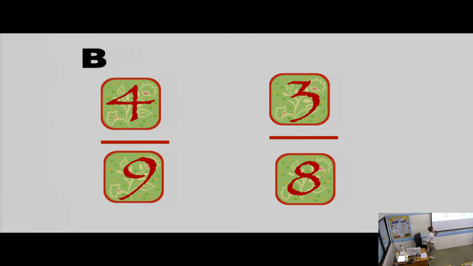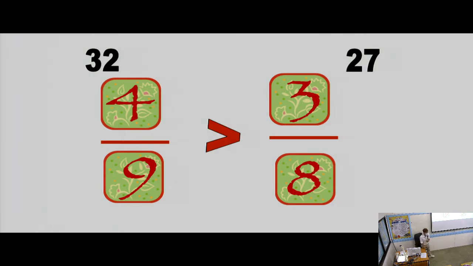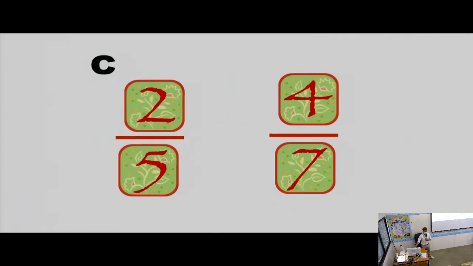What's the answer? Is it more than? The answer is more than. Okay, because 4 times 8 is 32, and 3 times 9 is 27. Miss, with the glasses.